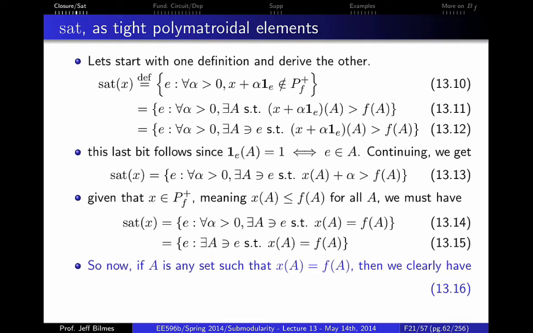So, but this is basically saying any E such that there exists an A containing E such that x of A is equal to f of A. That's basically saying, well, any A that's tight is such that there's an E that contains it that's tight, right? That's kind of a silly, almost a tautology. It's sort of a 13.15.